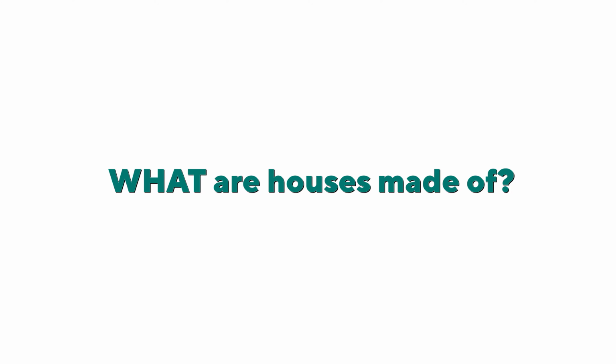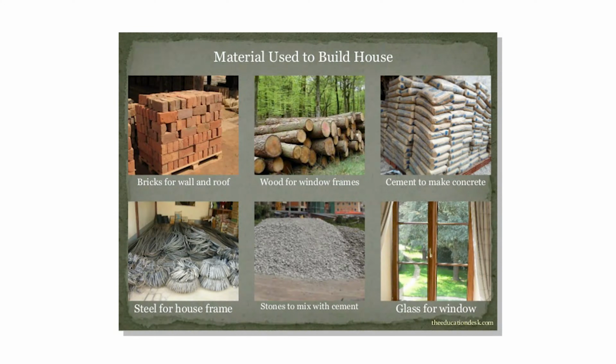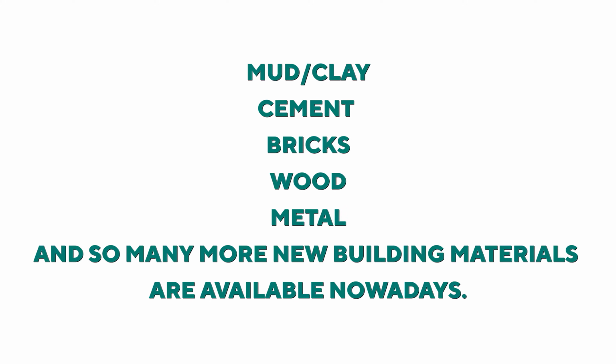What is a house made of? It's made of mud or clay, made of cement, made of bricks, wood, metal. All right, these are the things that we use to make a house. I'll repeat again, mud or clay, cement, bricks, wood and metal.